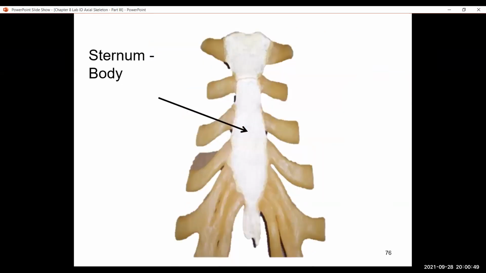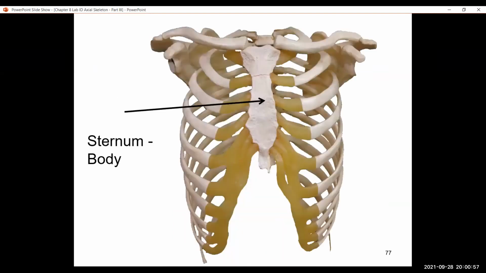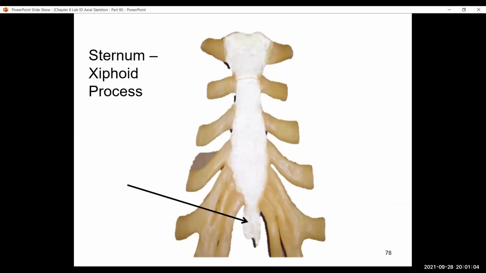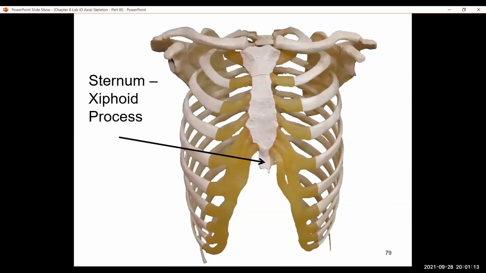Okay, the longest part of the sternum, there's the sternal body. That's where ribs 2 through 7 attach onto. Ribs 2 through 7. And then the inferior most portion of the sternum is the xiphoid process. The xiphoid process.